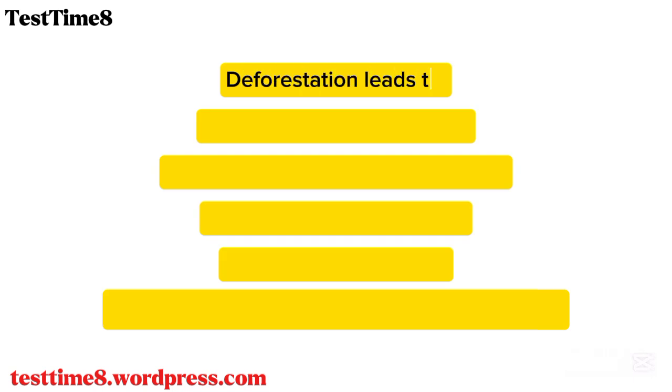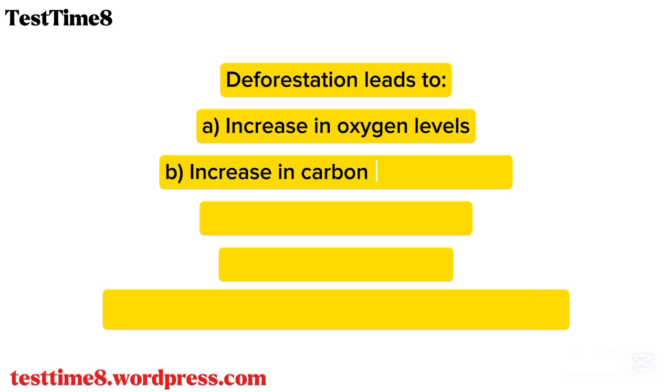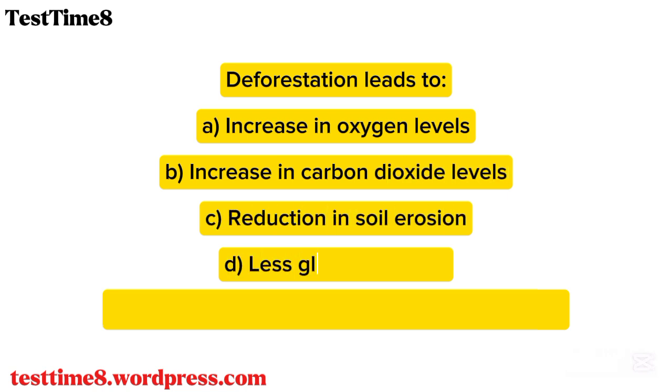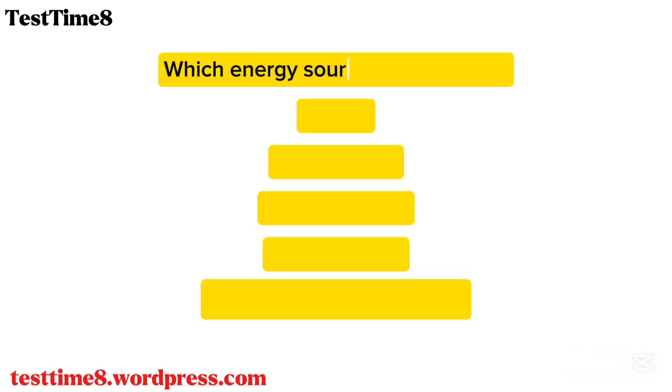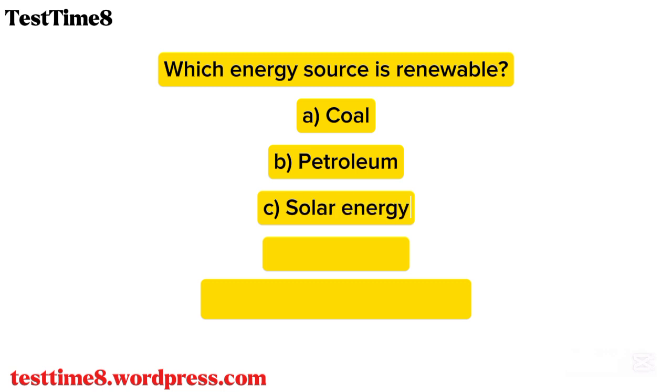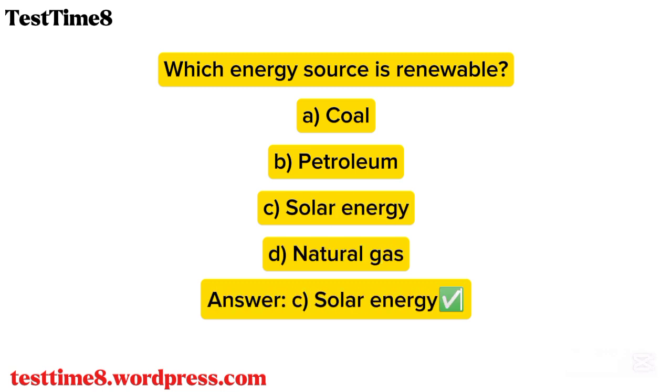Deforestation leads to A. Increase in oxygen levels, B. Increase in carbon dioxide levels, C. Reduction in soil erosion, D. Less global warming. Answer: B. Increase in carbon dioxide levels. Which energy source is renewable? A. Coal, B. Petroleum, C. Solar energy, D. Natural gas. Answer: C. Solar energy.